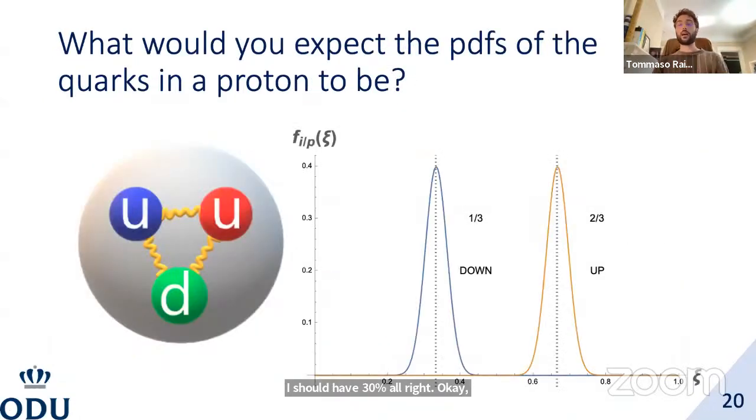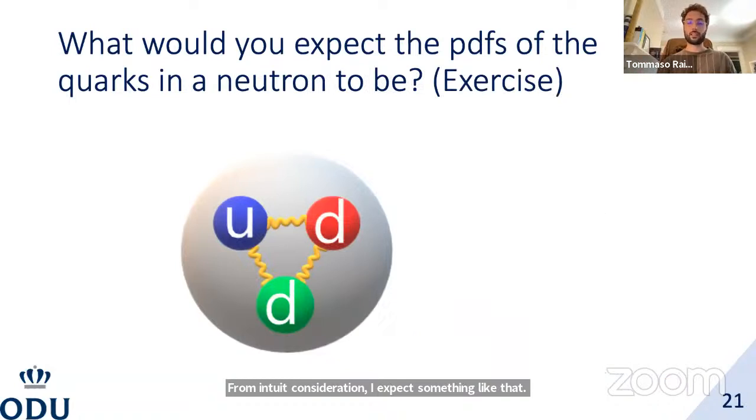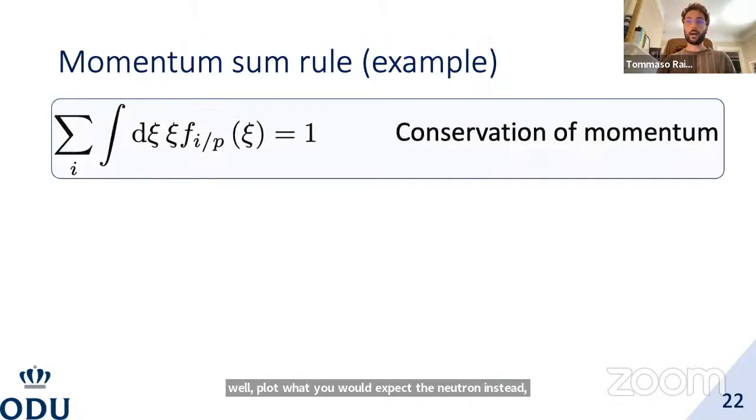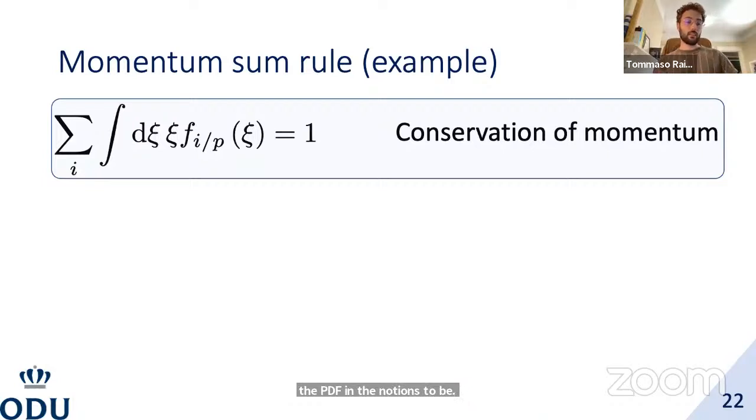Okay, so I was saying, I'm expecting my PDFs in the proton to look like that, just because, from flavor symmetry and from intuitive consideration, I expect something like that. However, this is not really what it is. Now, as a very simple exercise, you should be able to plot what you would expect the PDFs in the neutron to be. But let me tell you that, again, whatever you think is really not true at all.